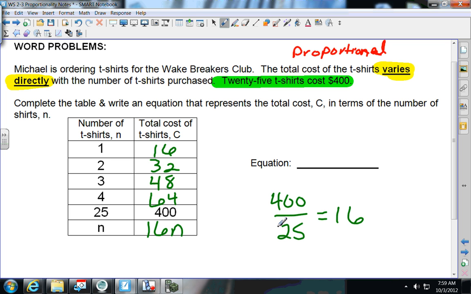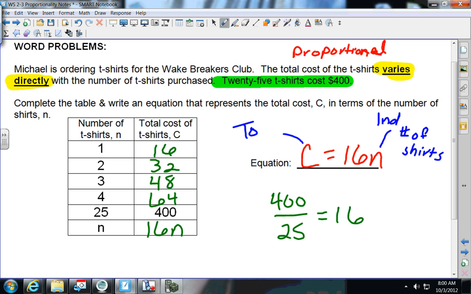If I wrote that as an equation, what did it say to use? C, for total cost. The total cost equals 16 times n. Okay? N is my independent variable. N is the number of shirts. C is my total cost, and it is my dependent variable.